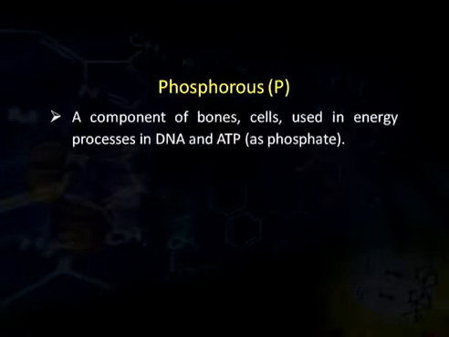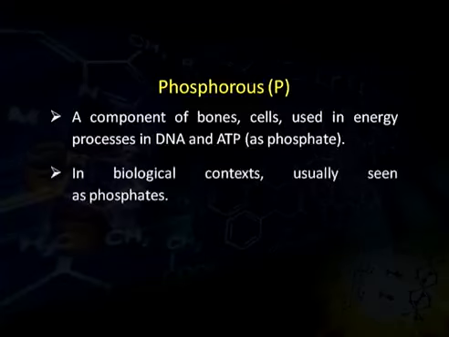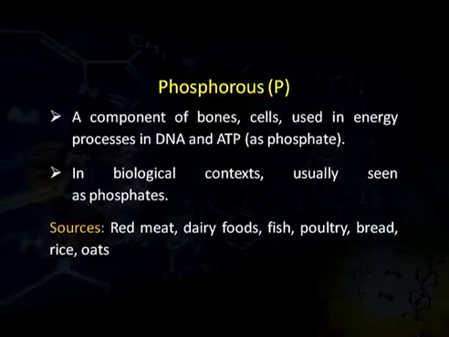Phosphorus, which is another element, is a component of bones and cells and is used in the energy production of DNA and ATP as phosphate. In biological context, usually it is seen as phosphates. Its sources are red meat, dairy food, fish, poultry, bread, rice and oats.